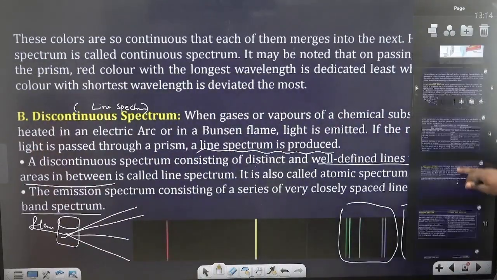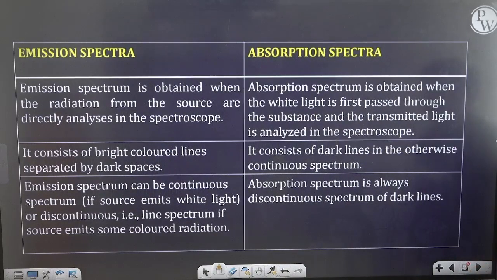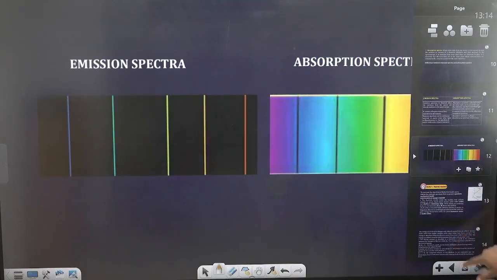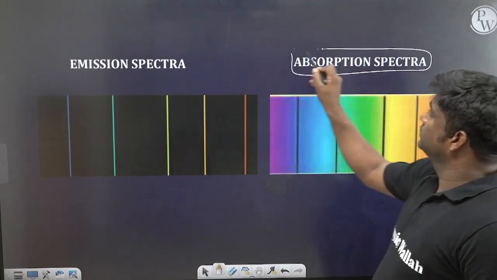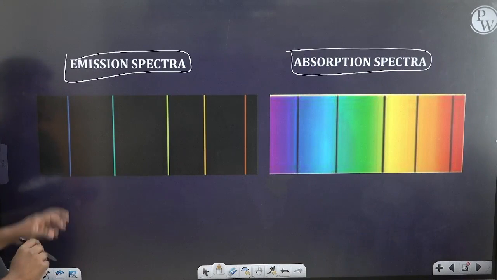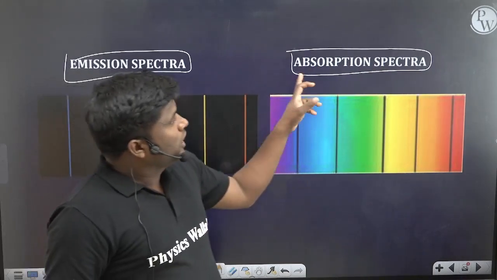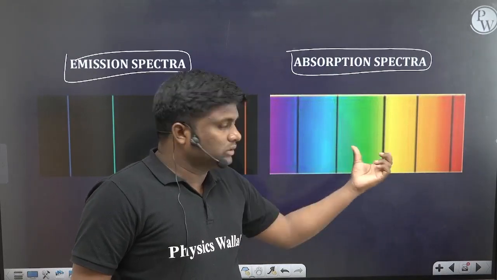So these are the differences between line spectrum and band spectrum. Sorry, that is emission spectrum and absorption spectrum. This is called absorption spectrum and this is emission spectrum. In the emission spectrum, well-defined lines are observed, and in the absorption spectrum we have very closed lines.